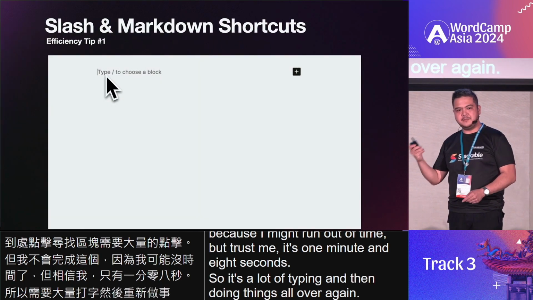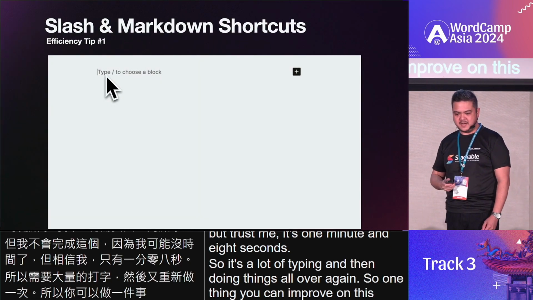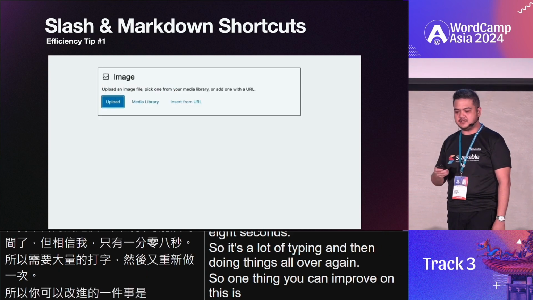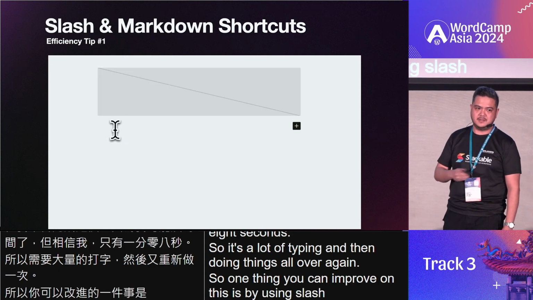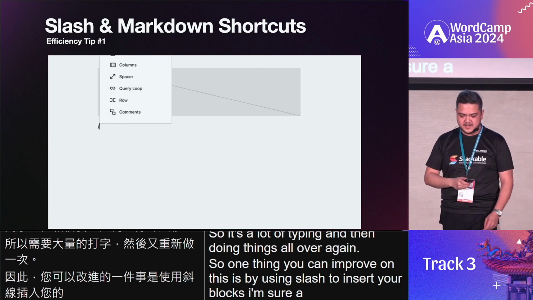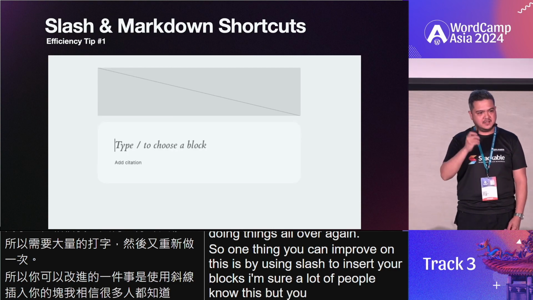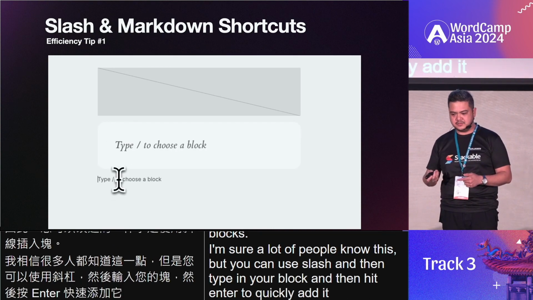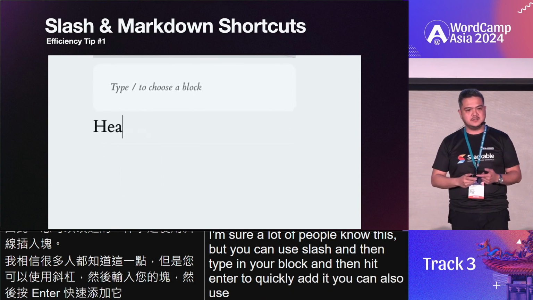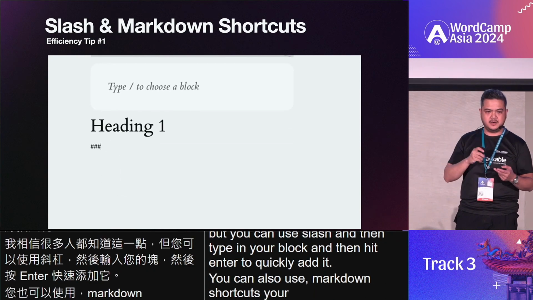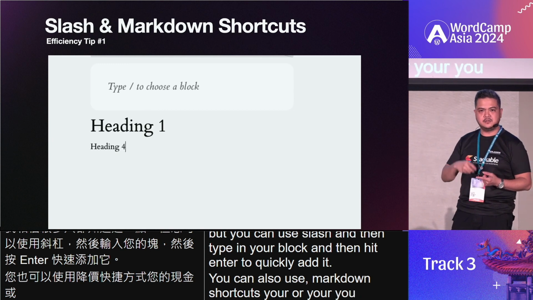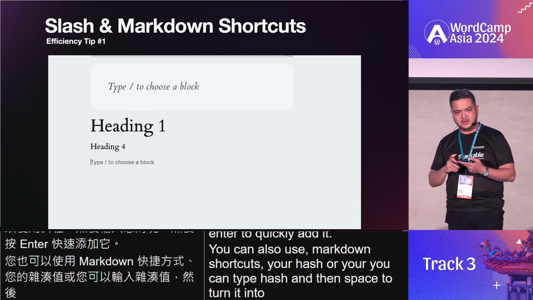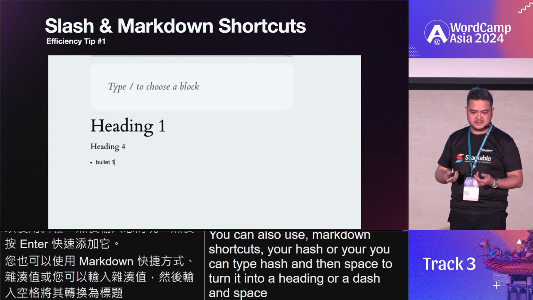So one thing you can improve on this is by using slash to insert your blocks. I'm sure a lot of people know this, but you can use slash and then type in your block and then hit enter to quickly add it. You can also use markdown shortcuts: you can type hash and then space to turn it into a heading, or a dash and space to make it into bullets. You can do that.